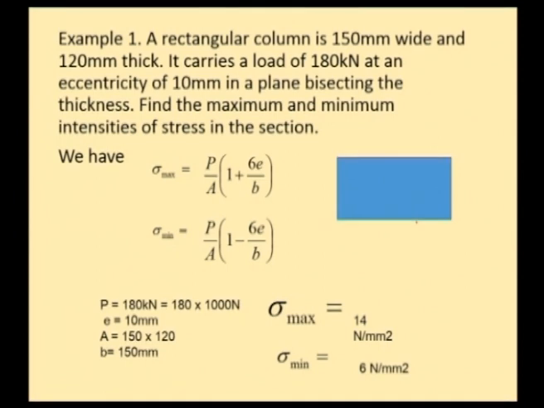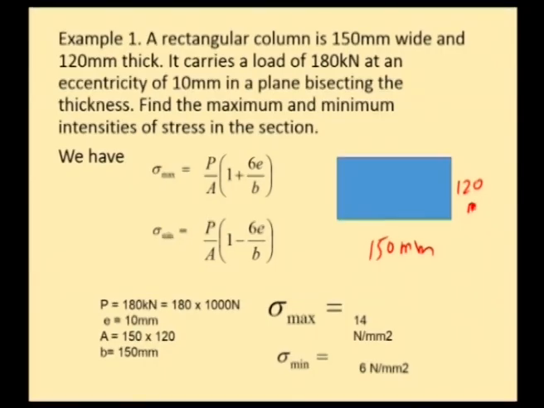Say we have a rectangular column which is 150 mm wide and 120 mm thick. It carries a load of 180 kilonewton at an eccentricity of 10 millimeters in a plane bisecting the thickness. So, we need to clearly mark the eccentricity based on the given details. The eccentricity is 10 mm in a plane bisecting the thickness.